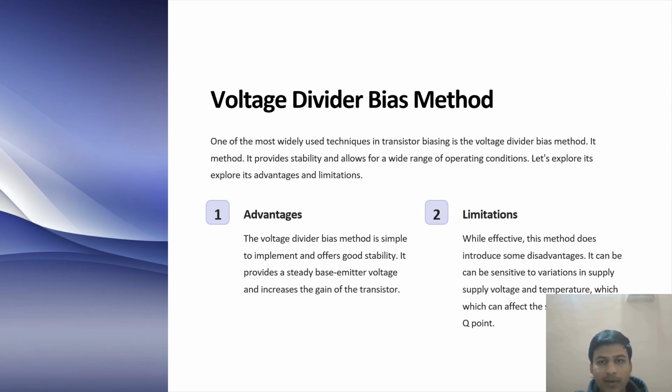The voltage divider bias method has advantages and some limitations. It is simple to implement and offers better stability. It provides a steady base emitter voltage and increases the gain of the transistor. While the limitations are fewer, it is more profitable. It can be sensitive to variations in supply voltage and temperature. So by variations in supply voltage and temperature, there can be some effect on the stability of the Q point of the transistor.